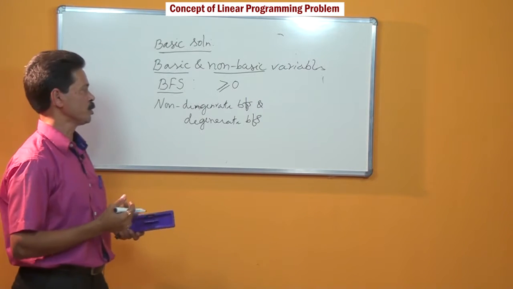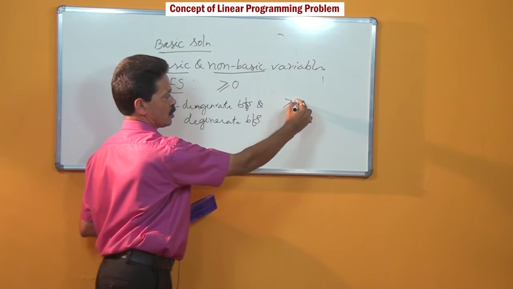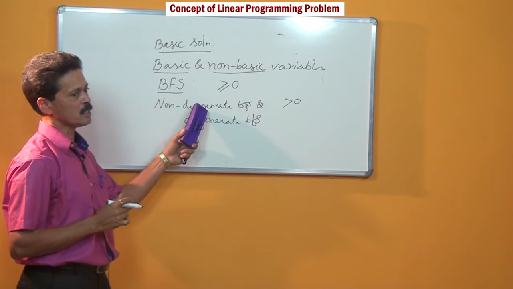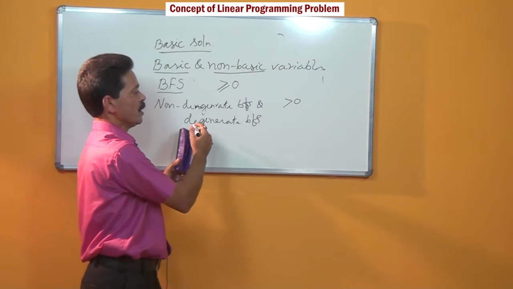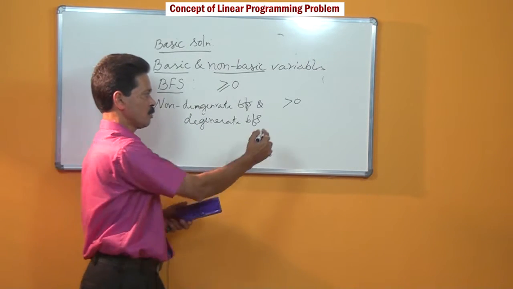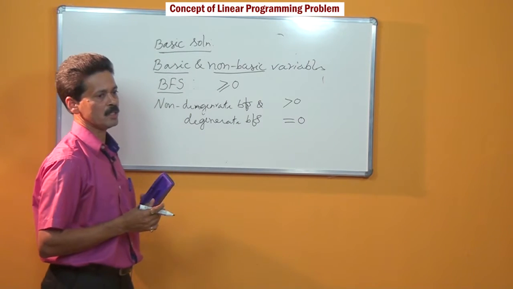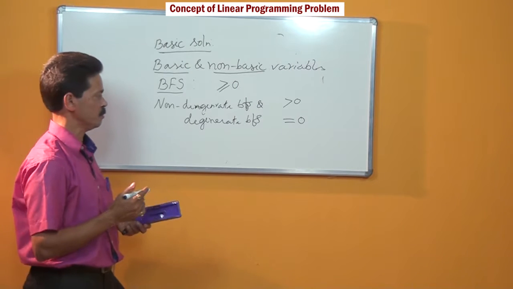Any basic feasible solution where all the basic variables are strictly positive is called a non-degenerate BFS. And any basic feasible solution where one or more basic variables are exactly equal to 0 is called a degenerate basic feasible solution.